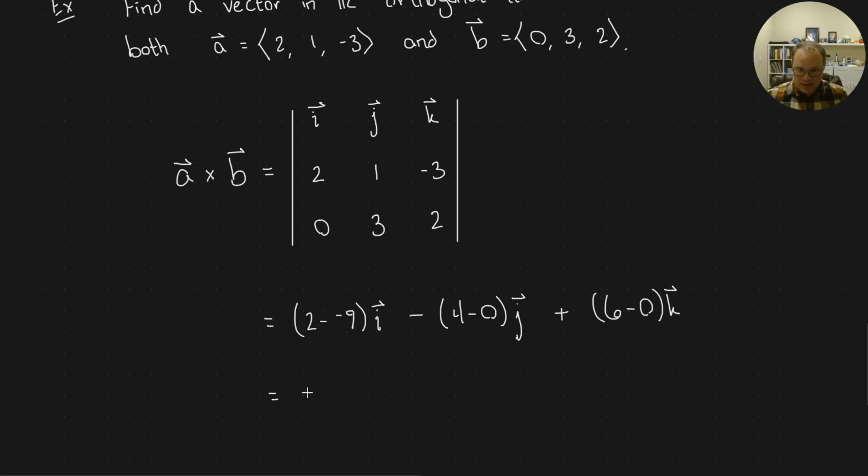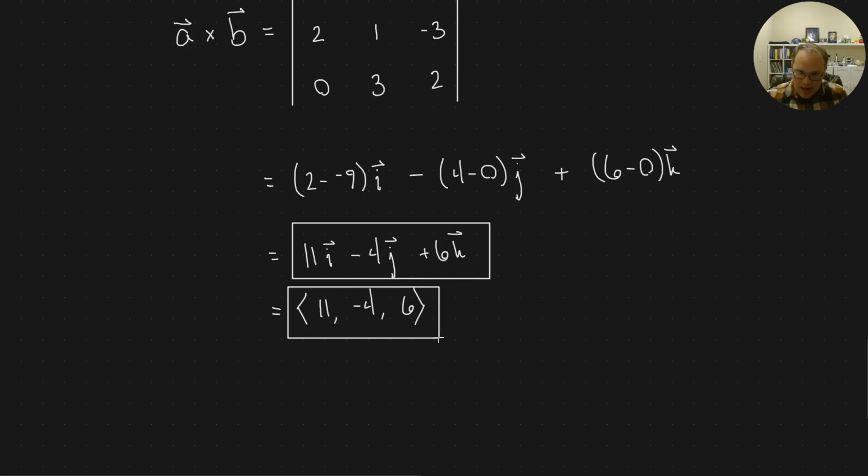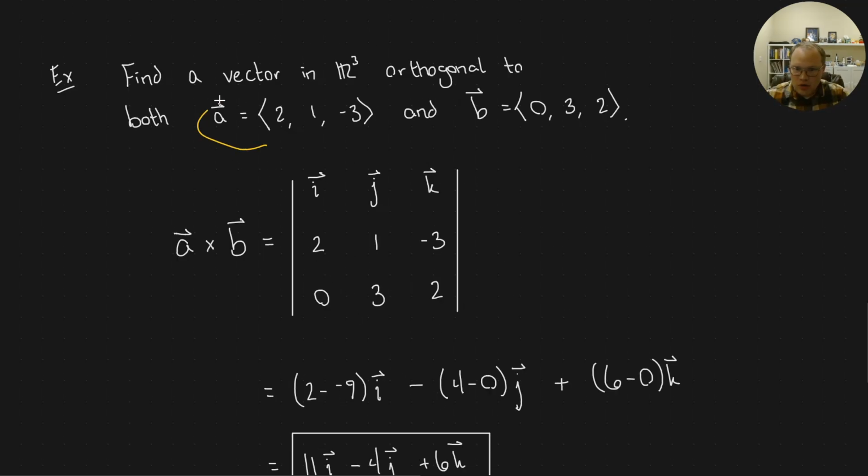2 minus negative 9 is 11. So I get 11i minus 4j plus 6k. Or if you choose to write it in component form, 11, negative 4, 6. Both of these are acceptable answers. And so this vector, 11, negative 4, 6, is a vector that is orthogonal to both vector A and vector B in three-dimensional space.